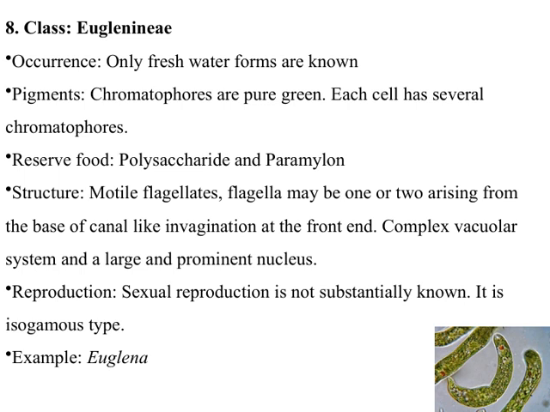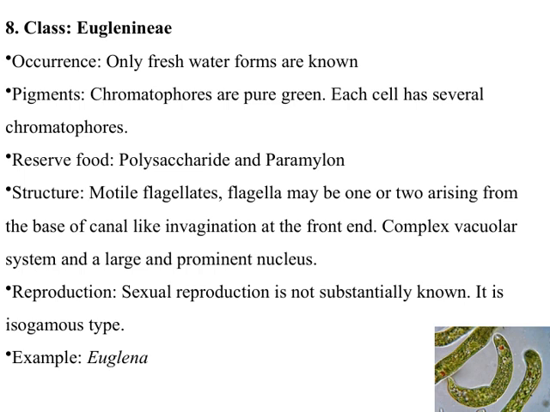In terms of their food reserves, Euglenidae store energy in the form of polysaccharides, specifically a substance called paramylin, which is unique to them. Structurally, they are motile flagellates, meaning they can move around using flagella. These flagella can be one or two in number and usually emerge from a base located within a canal-like invagination at the front of the cell. They also have a complex vacuolar system and a large, prominent nucleus, which supports their metabolic activities and cellular functions.